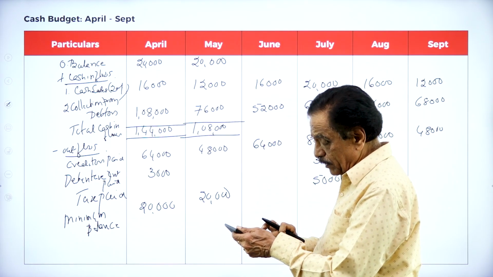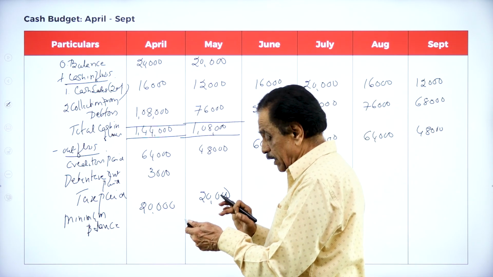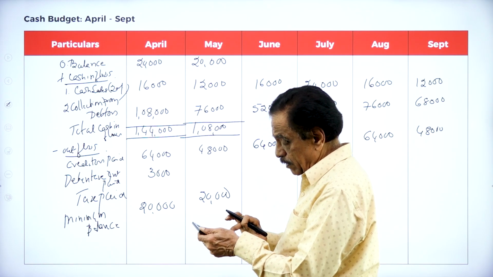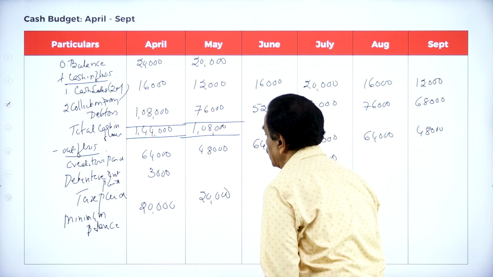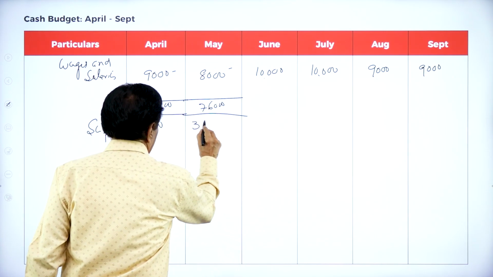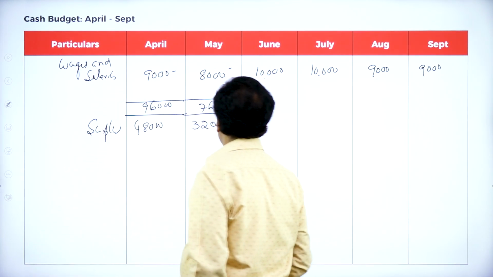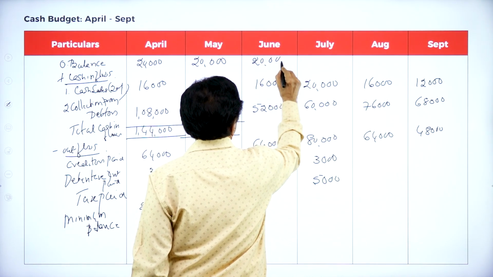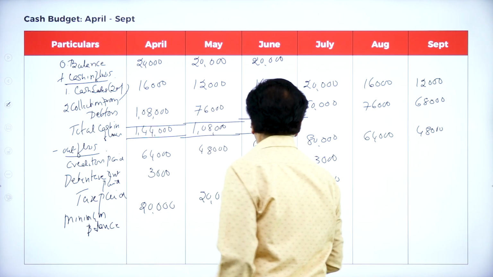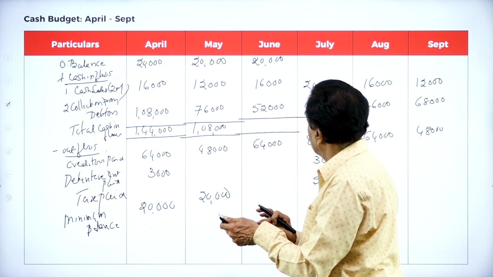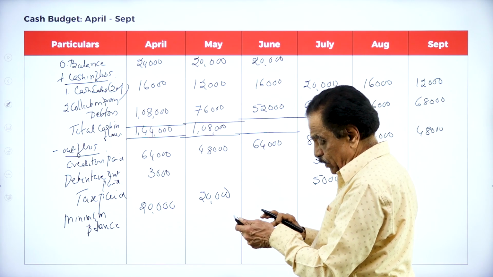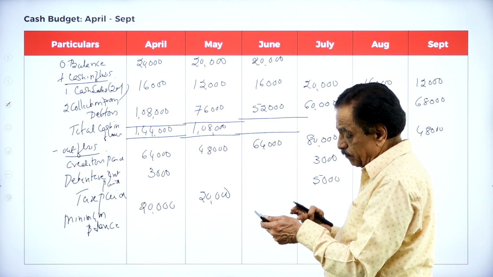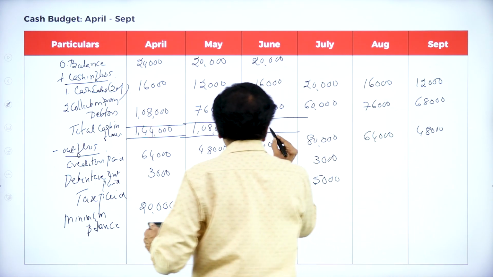Once again, your surplus is 1,08,000 minus 76,000. So 32,000 surplus. 32,000 minimum balance is going to be maintained. Next month, minimum balance is 20,000. Add the figure. 20,000 plus 16,000 plus 52,000 is equal to 88,000.